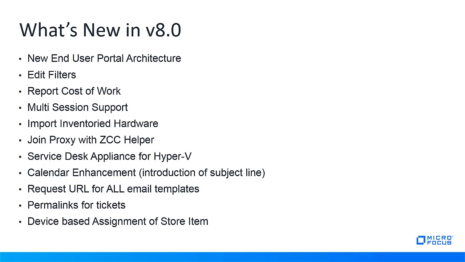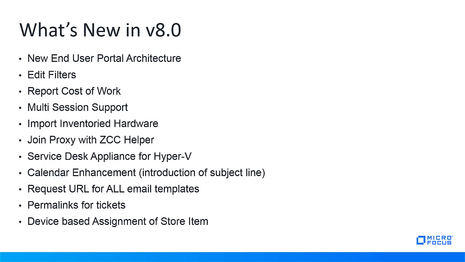The calendar enhancement, which is the introduction of the subject line. Today, the calendar only shows reference numbers of a ticket, and it's difficult to figure out what the ticket is actually talking about. In 8.0, the technician can see the subject line of the request so that they can see at a glance what it relates to.